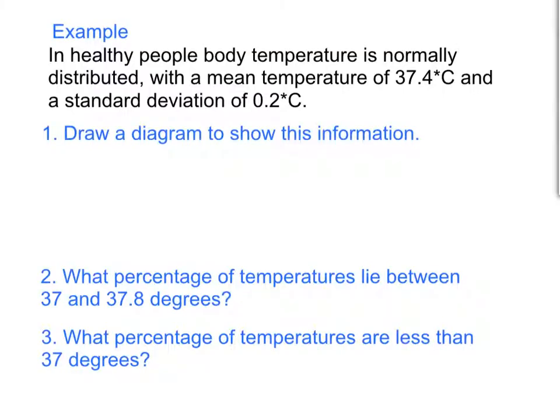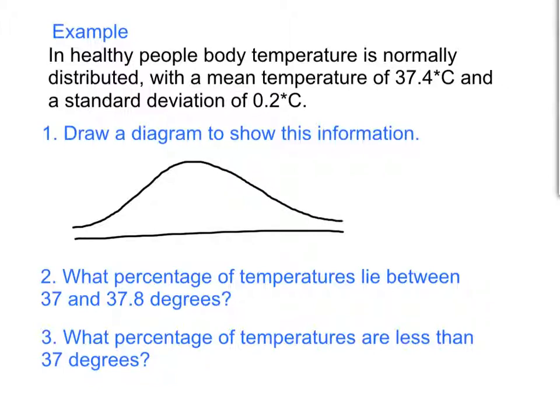Okay, so when we do these problems, let's have a look at this one. The best thing to do is to draw a sketch. Just draw a bell-shaped curve. Our mean is down the middle. In healthy people, body temperature is normally distributed. So we know that it's a bell-shaped curve because it's normally distributed. The mean is 37.4 and a standard deviation of 0.2. So that means I can divide this side up into 3.